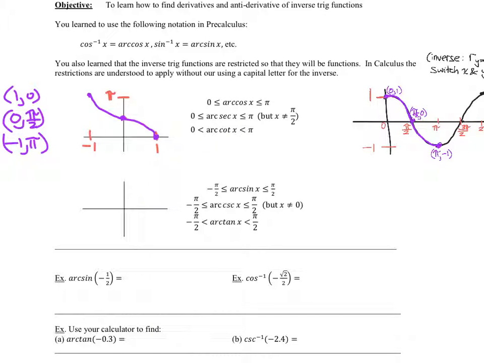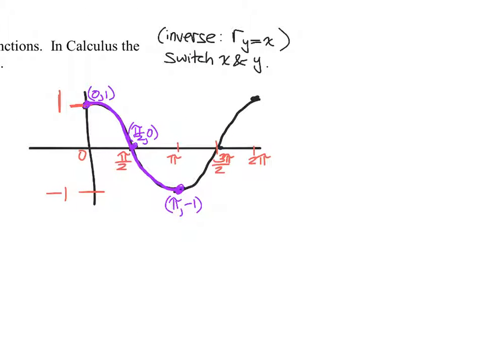Let's say I took that extra point, 3 pi over 2 comma 0. All right, 3 pi over 2 comma 0. Let me just indicate that over here. We'll do it in a different color.